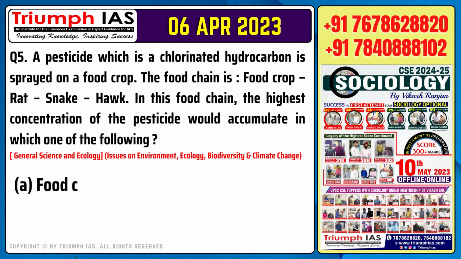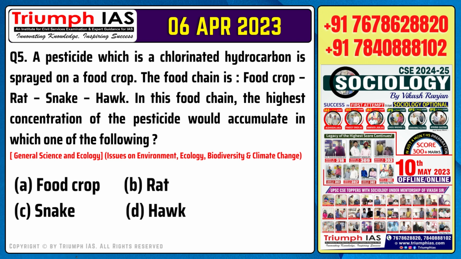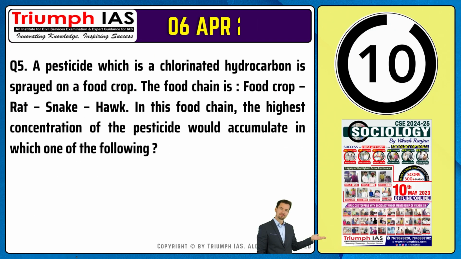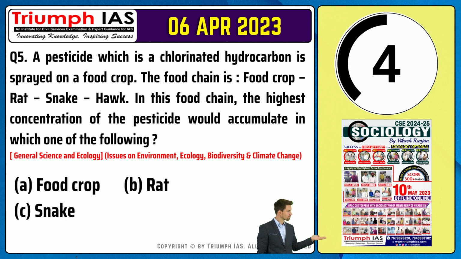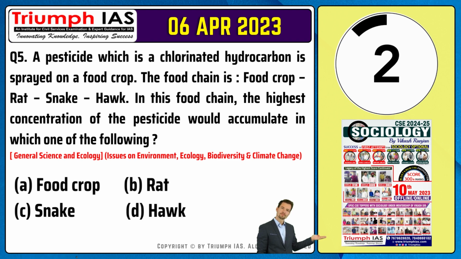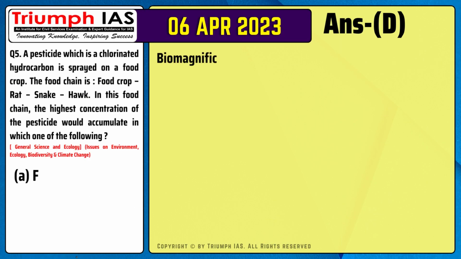Question number 5. A pesticide, which is a chlorinated hydrocarbon, is sprayed on a food crop. The food chain is food crop, rat, snake, hawk. In this food chain, the highest concentration of the pesticide would accumulate in which one of the following? Option A, food crop. Option B, rat. Option C, snake. Option D, hawk. The correct answer is option D.